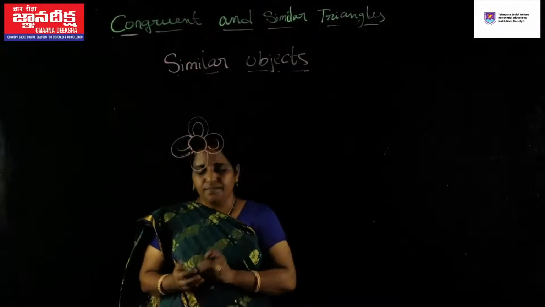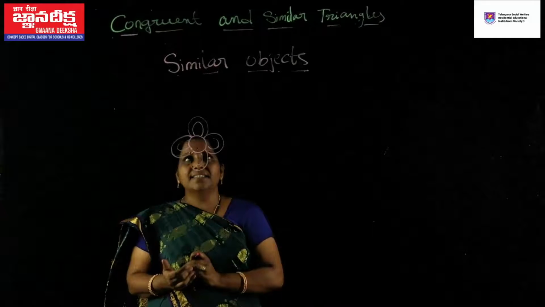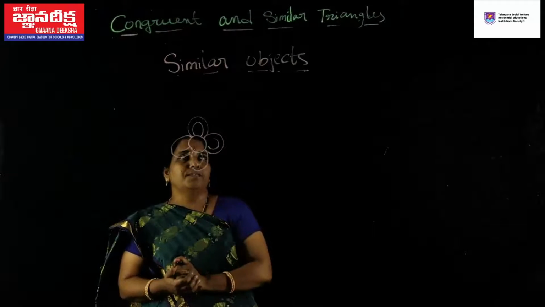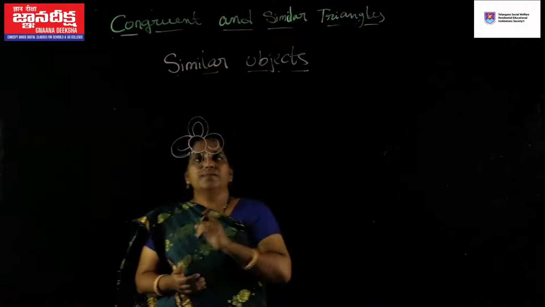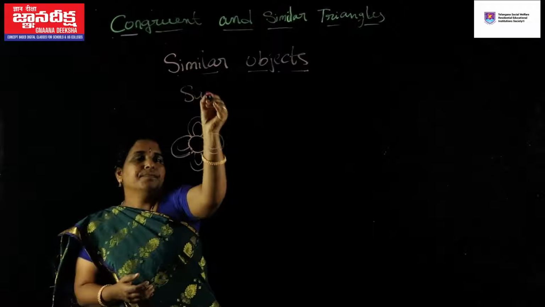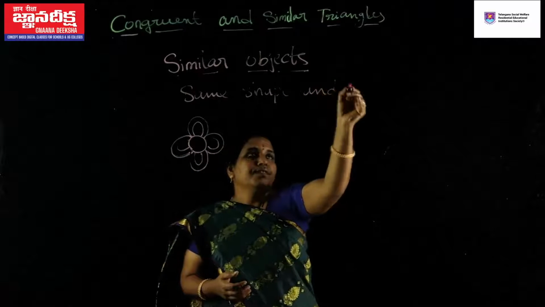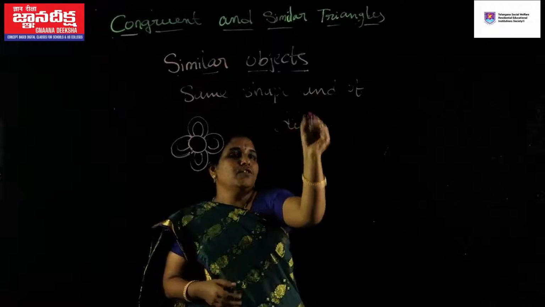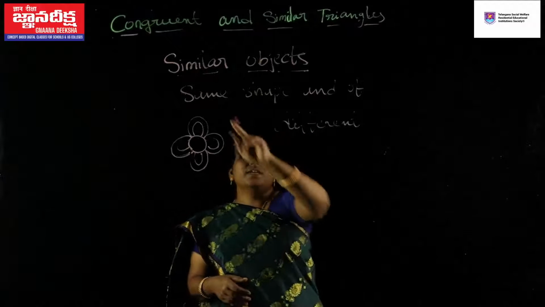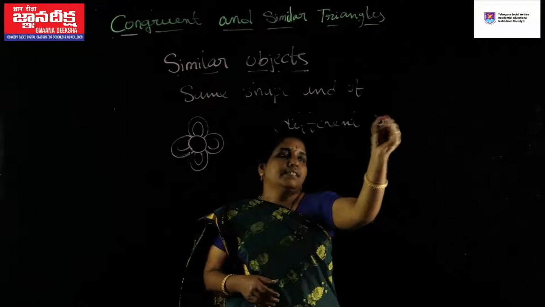Till now, we discussed when two objects are congruent, and congruency of line segments, congruency of angles and congruency of triangles. Now let us see similar objects. When are two objects said to be similar? Two objects are said to be similar when they have the same shape. This is the same as congruency, same shape, and of different size. Size need not be the same here. Whereas in the congruent objects, we had the same size also, but here we must have the same shape, but they need not be of the same size, they can be of different size.